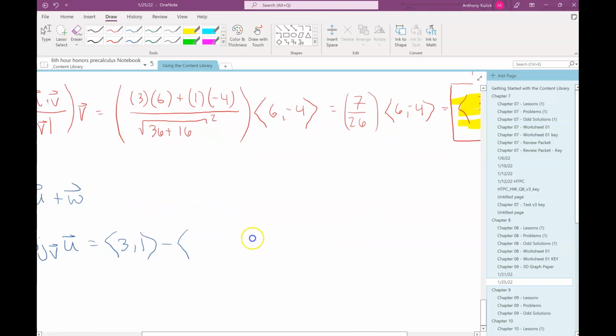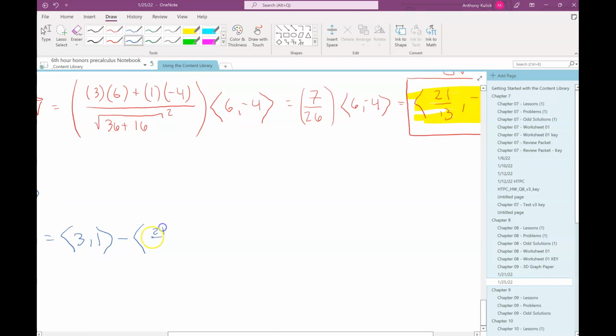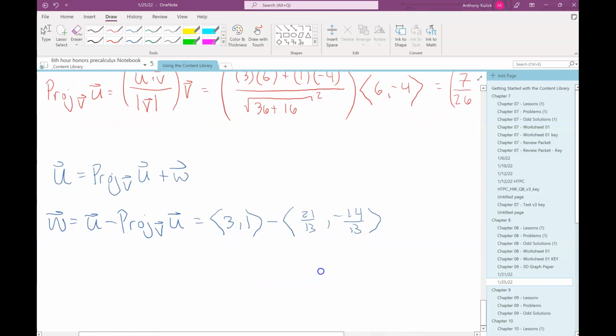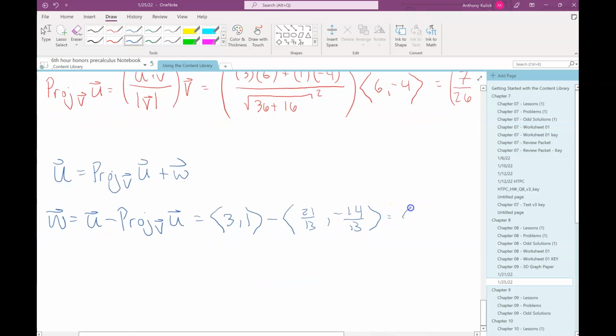What was that? 21 over 13 and then negative 14 over 13. So 3 is really 39 over 13. So 21 minus 39 is 18 over 13. 1 is really 13 over 13. So 13 minus a negative 14 is 27 over 13.